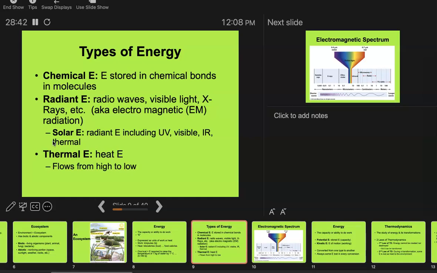So radiant energy and then thermal energy. Thermal energy is heat energy, as thermal might imply to you. A neat thing to know about thermal energy is it flows from high energy to low energy. That's one of the reasons we get burned when we touch something really hot. That's also the reason radiators work, and so on and so forth, because of this heat flow. So energy can be a lot of things: chemical, radiant, or thermal.